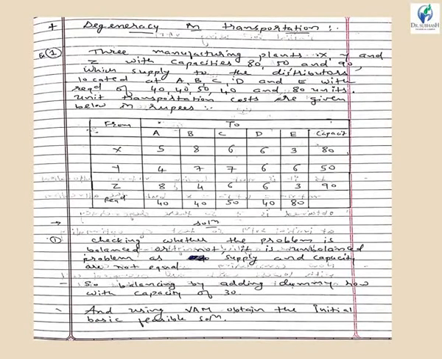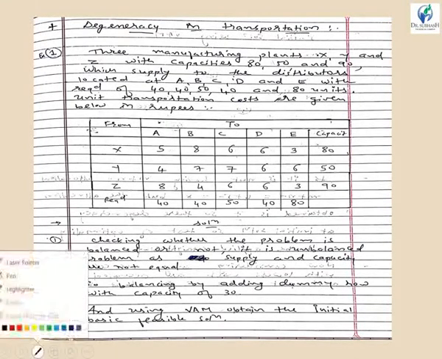How degeneracy is removed in the transportation problem, that we will see with the help of one example. But degeneracy is nothing but if the number of allocations that you have obtained is less than m plus n minus 1, then one can say that there is a degeneracy in the transportation problem, and that must be removed to obtain the optimal solution. So how to remove that, we will understand with the help of one example. So the example is given here.